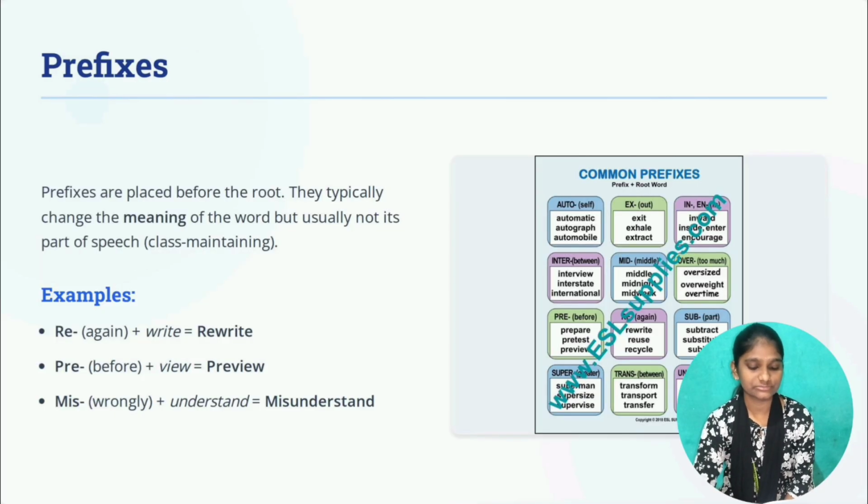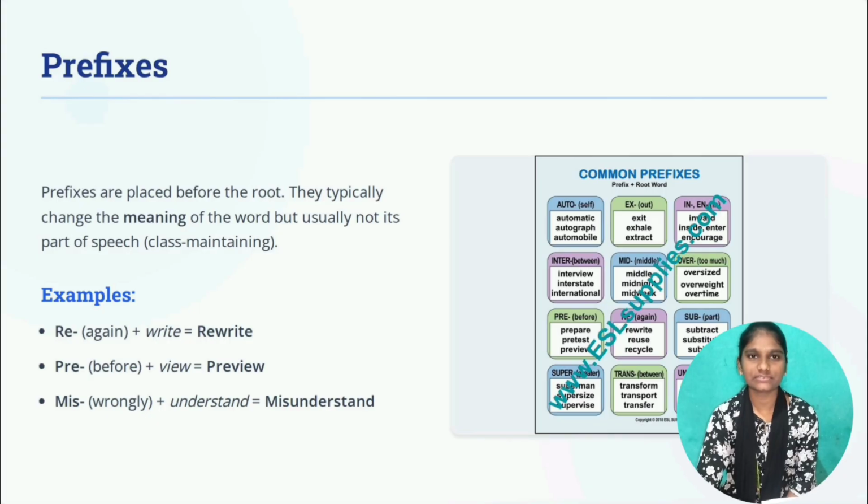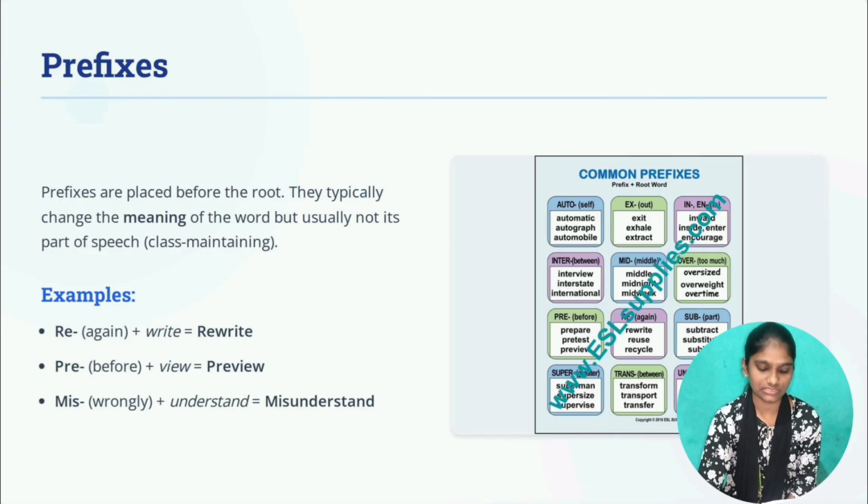Prefixes are placed before the root. They typically change the meaning of the word, but usually not its part of speech. But sometimes they can change the part of speech also.